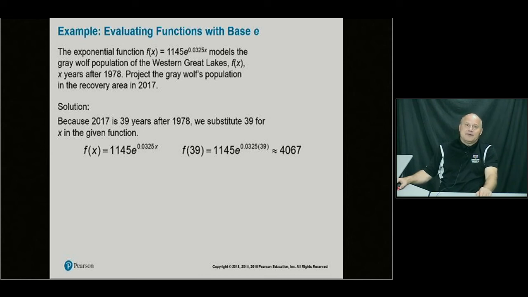Now you're like, well, how many wolves were there to begin with? Well, you could put 0 in for the time, and you'll get 1145 times e to the 0, because those two multiplications will be 0, and e to the 0, remember, is 1, and then 1 times 1145. You could do this on your calculator as well, and either way you would get 1,145 wolves. So in 1978, they counted the wolves, and it was 1,145. In the year 2017, in this recovery area, they can expect 4,067. I want you to understand, is that the case?